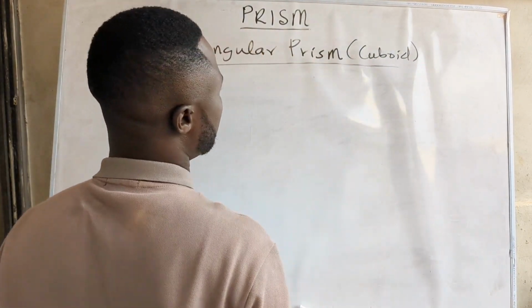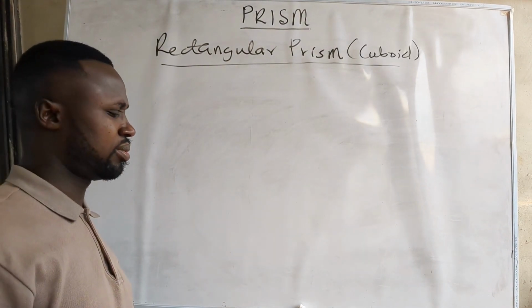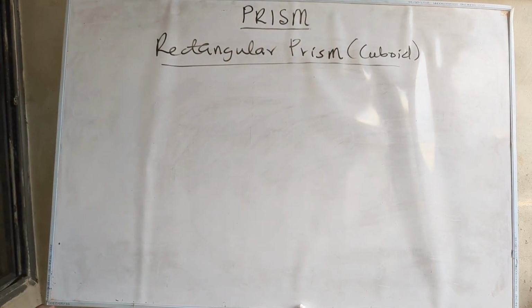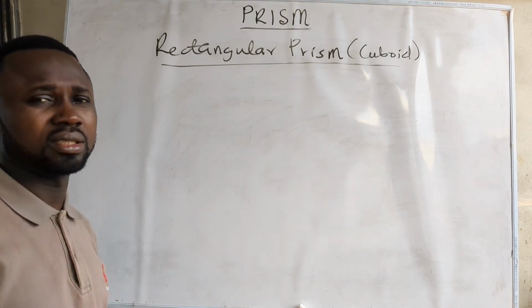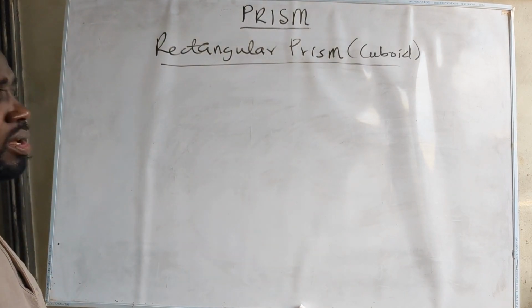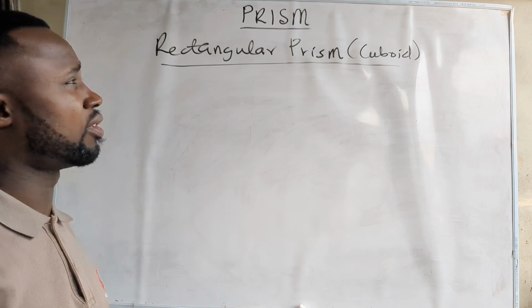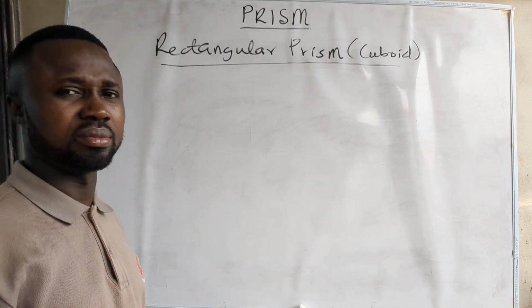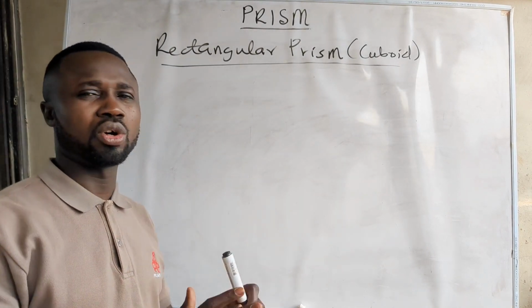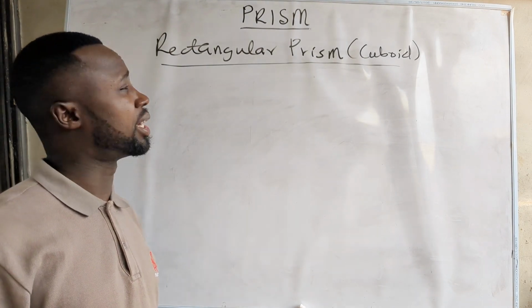So a typical example can be this particular board. This board is in rectangular shape. It has the length, it has the breadth, and it has the height. And in school, normally the chalkboards that students use can also be an example of a rectangular prism. A chalk box is also an example of a rectangular prism, or a keyboard.